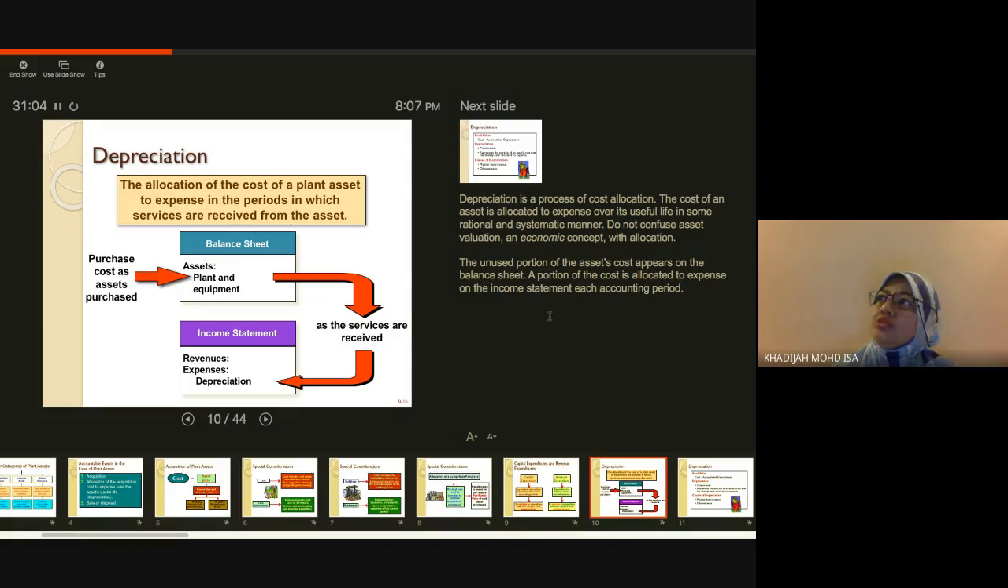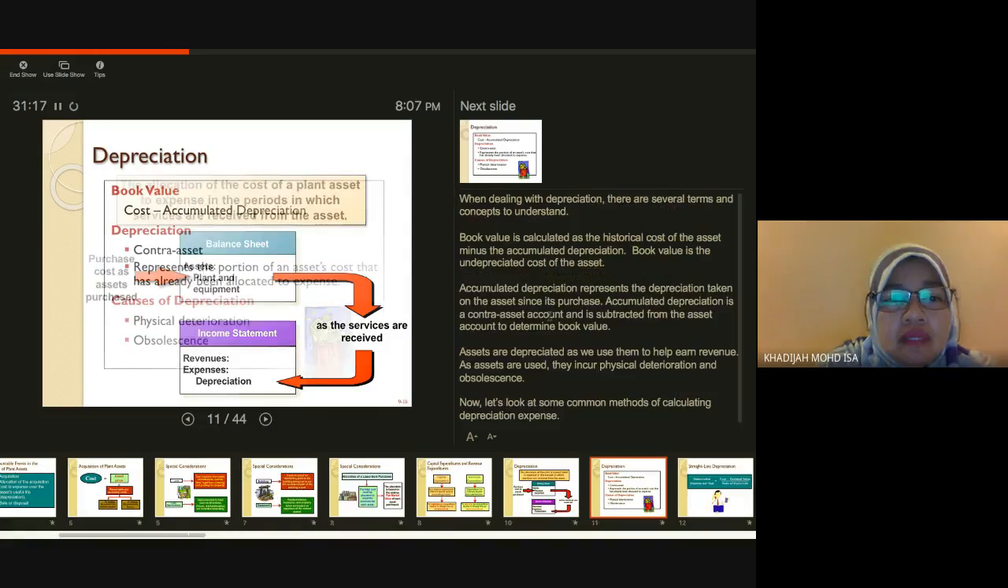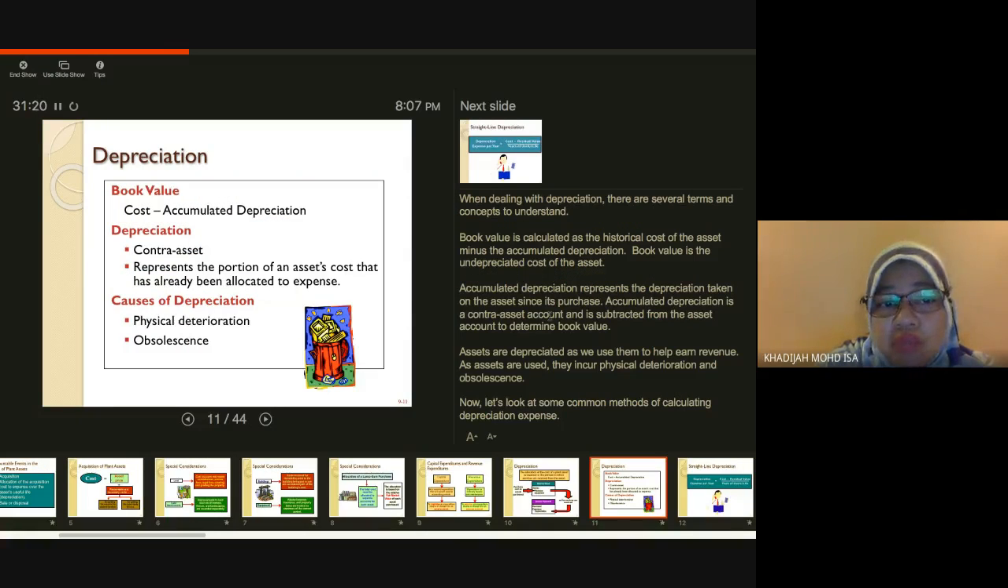When did we look into the lower of cost and market value method, LCM? So you have to compare. That is on inventory. But whether that also applies to plant, we'll see towards the end. Okay, so now we have the book value, where it is your cost minus your accumulated depreciation.